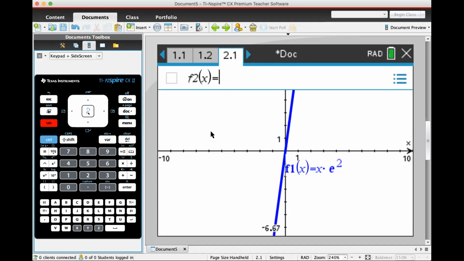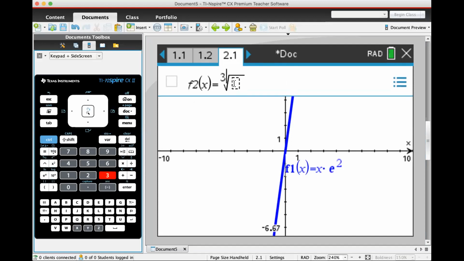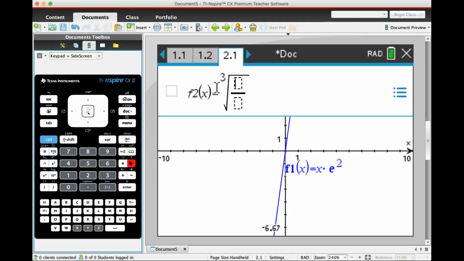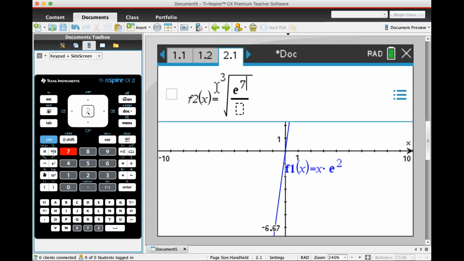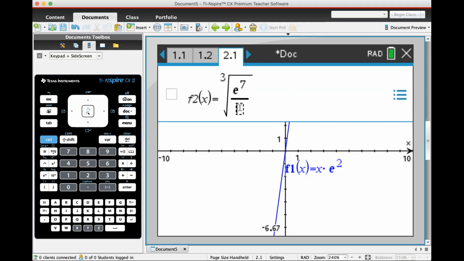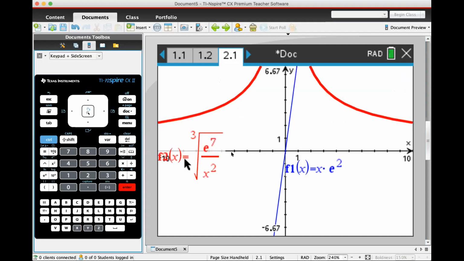I'll have to put cube root. Just watch carefully how you enter. It's control and I think this key, so I get cube root, and here I want a fraction, so I hit control and the division sign, and it's e to the power of 7. Use that key again, e to the power of 7, and I want x square there, so that's x and square, and that should give me something interesting. There you go, whatever that something interesting is.